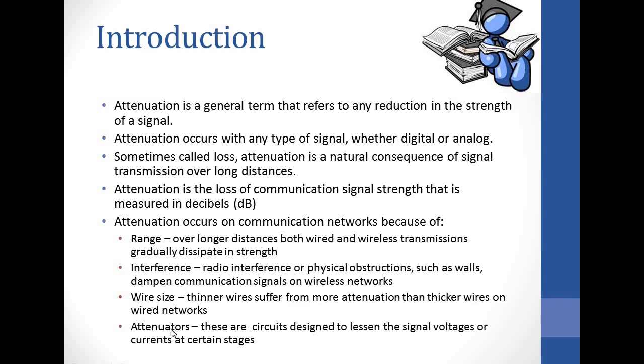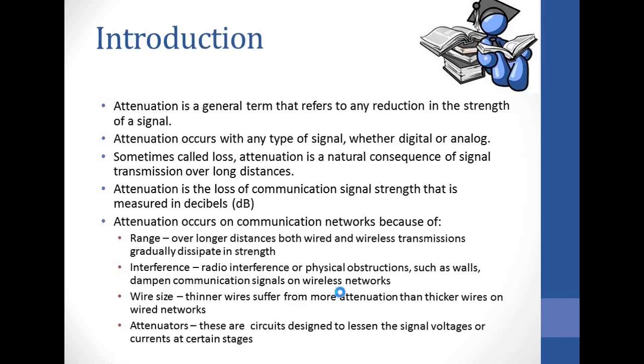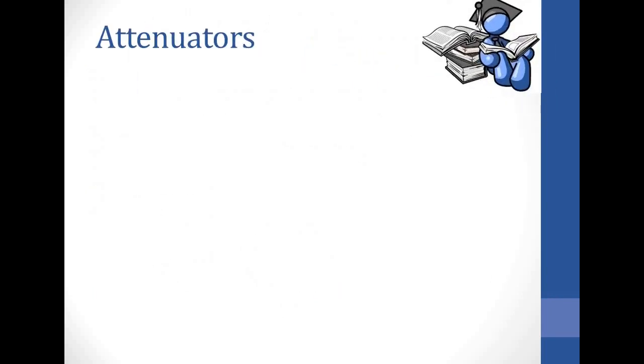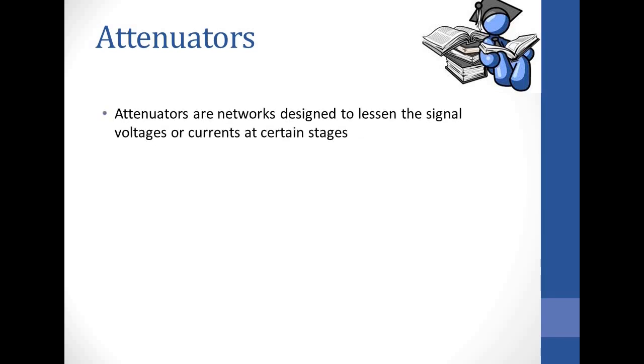Then lastly, we'll talk about attenuators. Attenuators are circuits designed to reduce signal strength. With this circuit, we intentionally introduce it into a circuit so as to reduce our signal strength. So those are some of the reasons why attenuation occurs. In this chapter, we're mainly going to focus on attenuators, which are circuits designed to reduce signal strength.